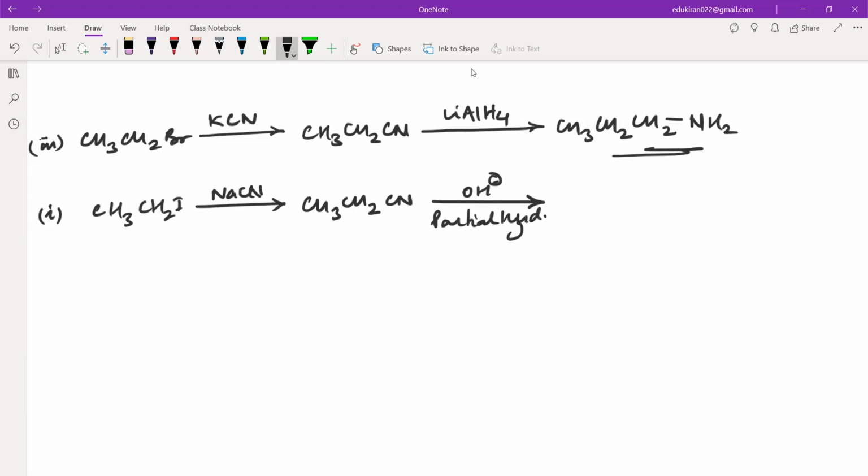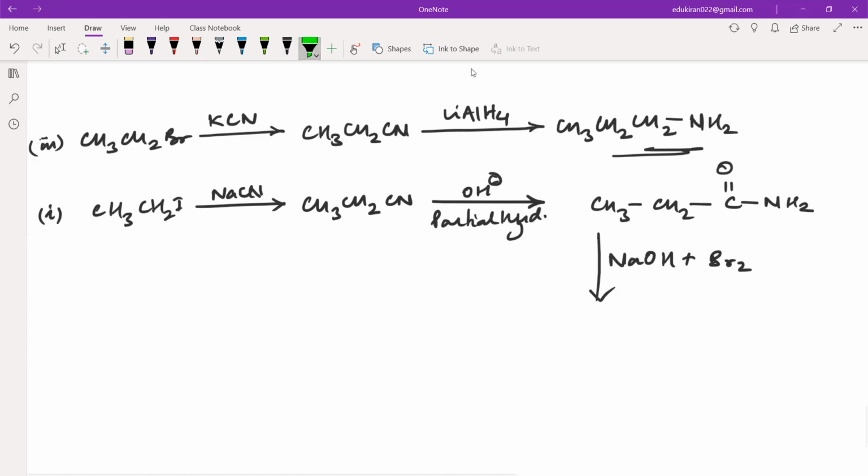Okay, partial hydrolysis. So what is going to happen? You will add water. So how will you add water? You will add the two hydrogens in the nitrogen and oxygen to the carbon atom. You will get CH3CH2C double bond O NH2. That is an amide. What is next? NaOH in the presence of Br2. Now, bataiye. Which reaction is this? This reagent is of which reaction?